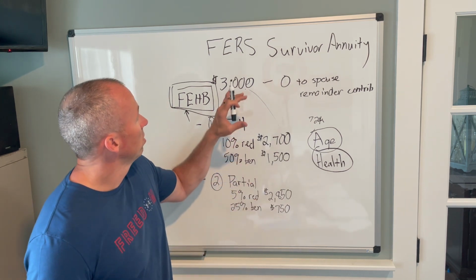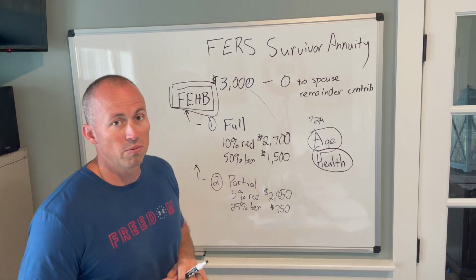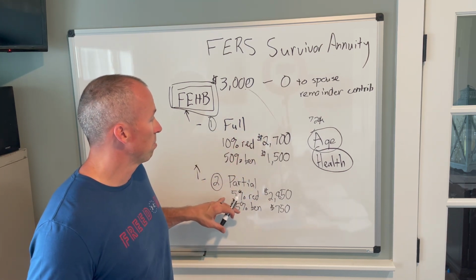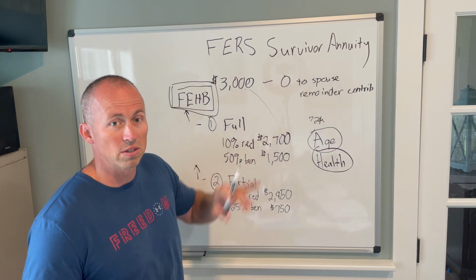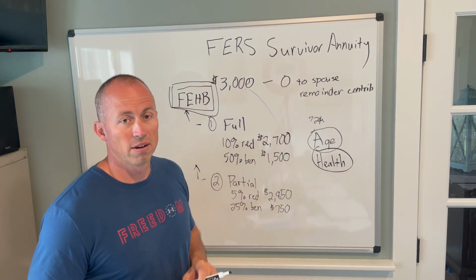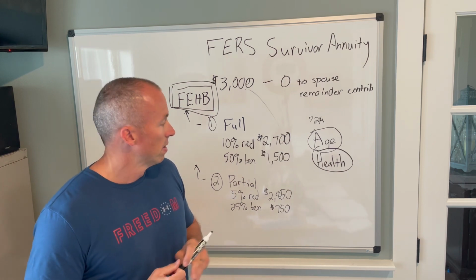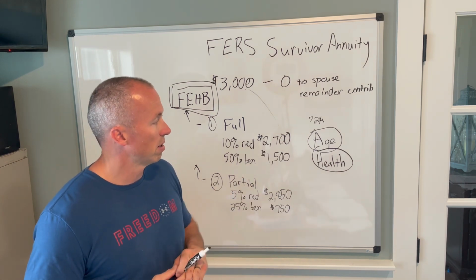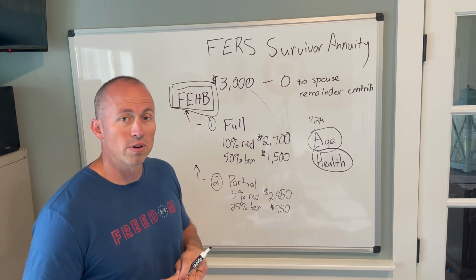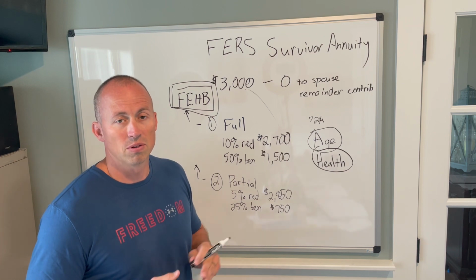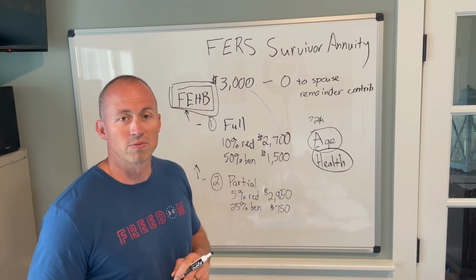This is how your survivor annuity is going to work at retirement. And if you take anything less than the full, I'm pretty sure if you take the partial, I know if you take no reduction, your spouse has to sign off on that so that they know what's going on, what they're doing. So again, a little bit of information about FERS Survivor Annuity, life insurance. Take a little time, do your due diligence, figure out what's best for you.